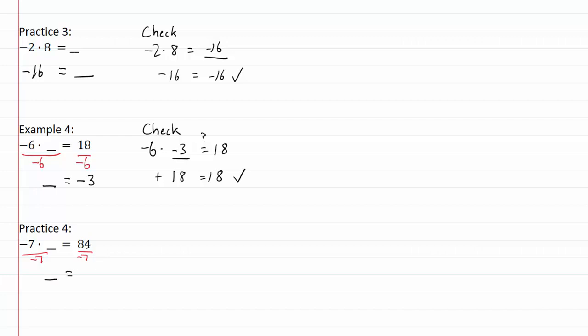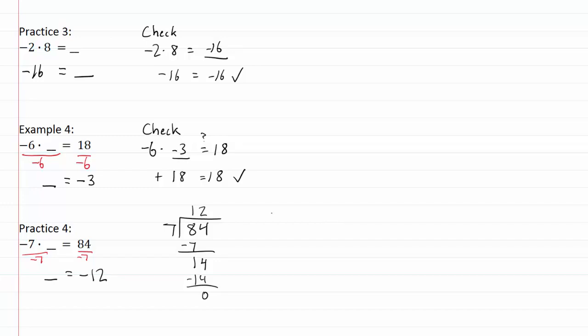84 divided by negative 7. Well, I have a positive divided by negative, so that's going to get me a negative. And 84 divided by 7. 7 goes into 8 one time. And there's 1 left over. I'm going to bring down my 4. 7 goes into 14 twice. 2 times 7 is 14. Take away the 14. So that gets me exactly 12. So my blank space is negative 12.